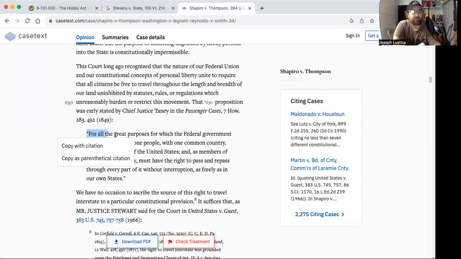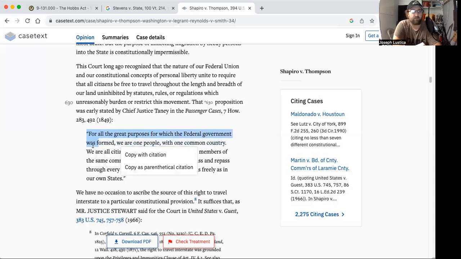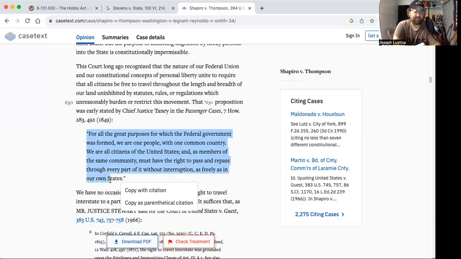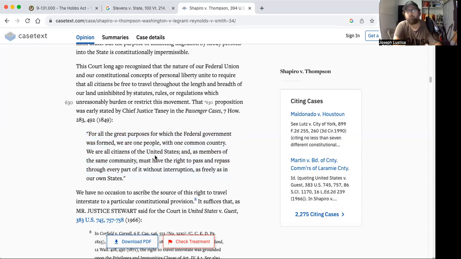Now check this out. For all the great purposes for which the federal government was formed, we are one people with one common country. We're all citizens of the United States, and members of the same community must have the right to pass and repass through every part of it without interruption, as freely as in our own states. There you go. We have the right to pass and repass through every part of it without interruption. Officer, stopping me, pulling me over? I'm just traveling. All right.